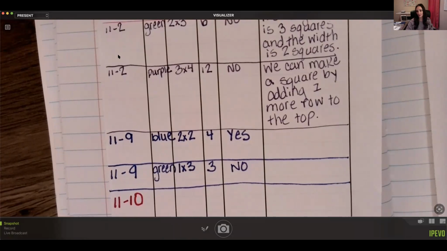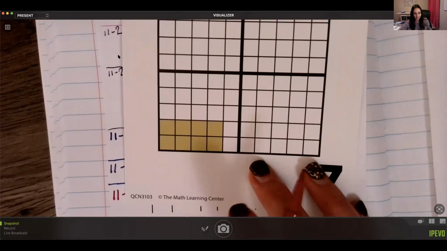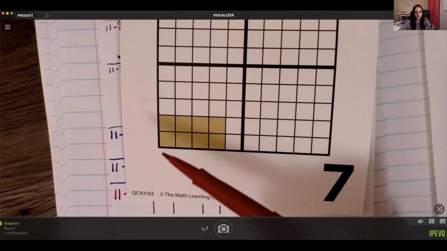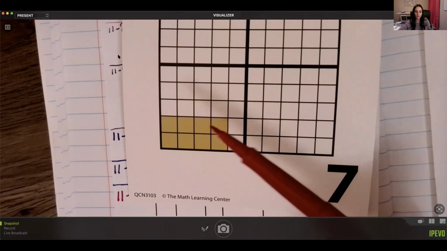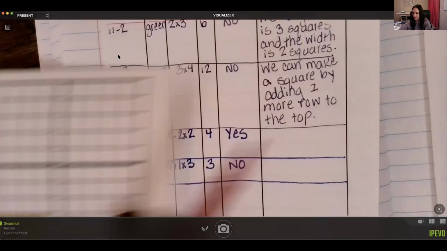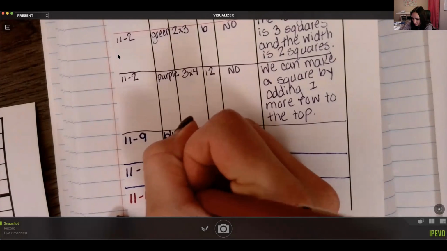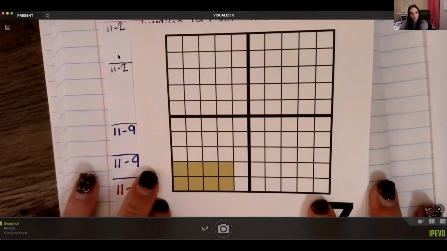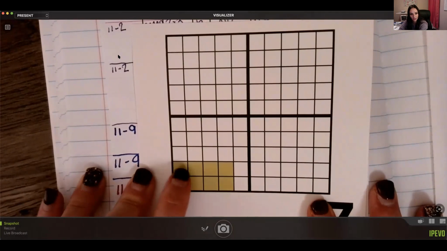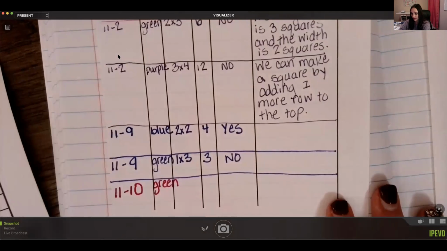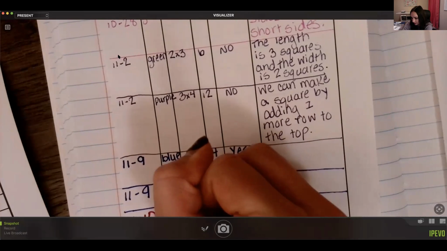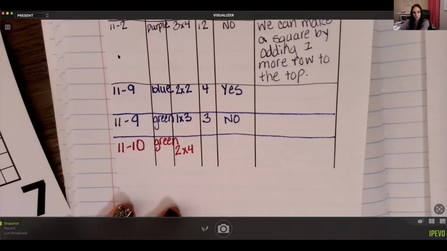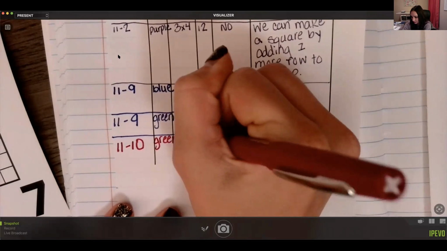All right, so the next card is green. So we have a green with 2 squares going for the height and 1, 2, 3, 4 squares for the length. So our color is green. Okay, and our height times length, we have 2 for the height and 1, 2, 3, 4 for the length. So 2 times 4. Okay, and 2 times 4 is 8. So our area is 8.